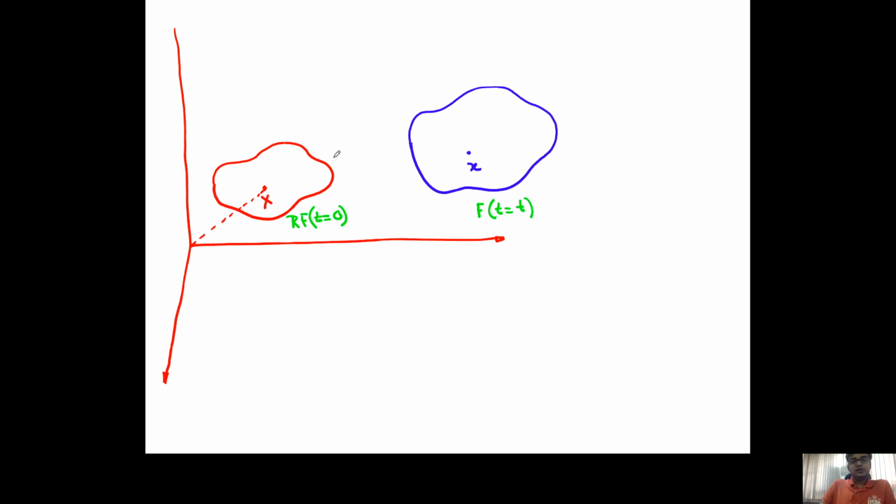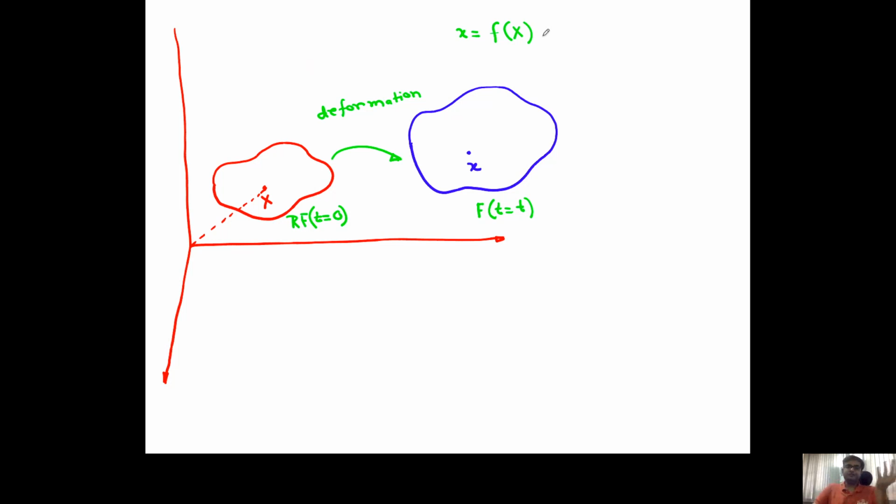This is undergoing some deformation. Now, one thing that I will need to do is this small x, the deformation, is going to be a function of the capital X. So what I can do is write small x is equal to some function of capital X.